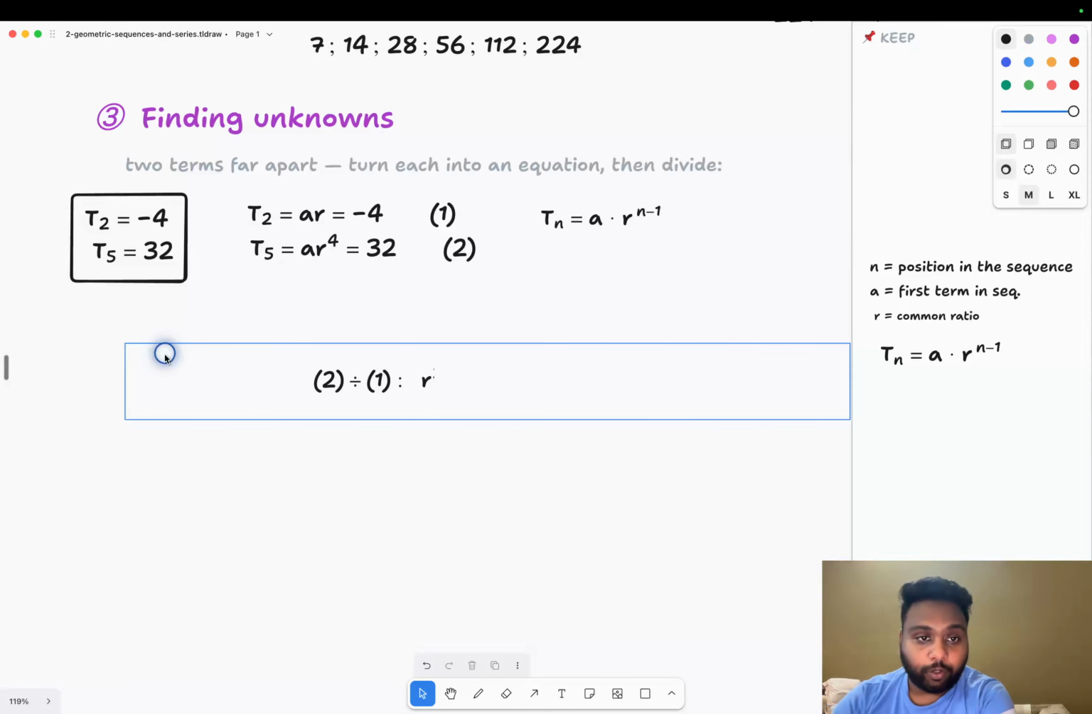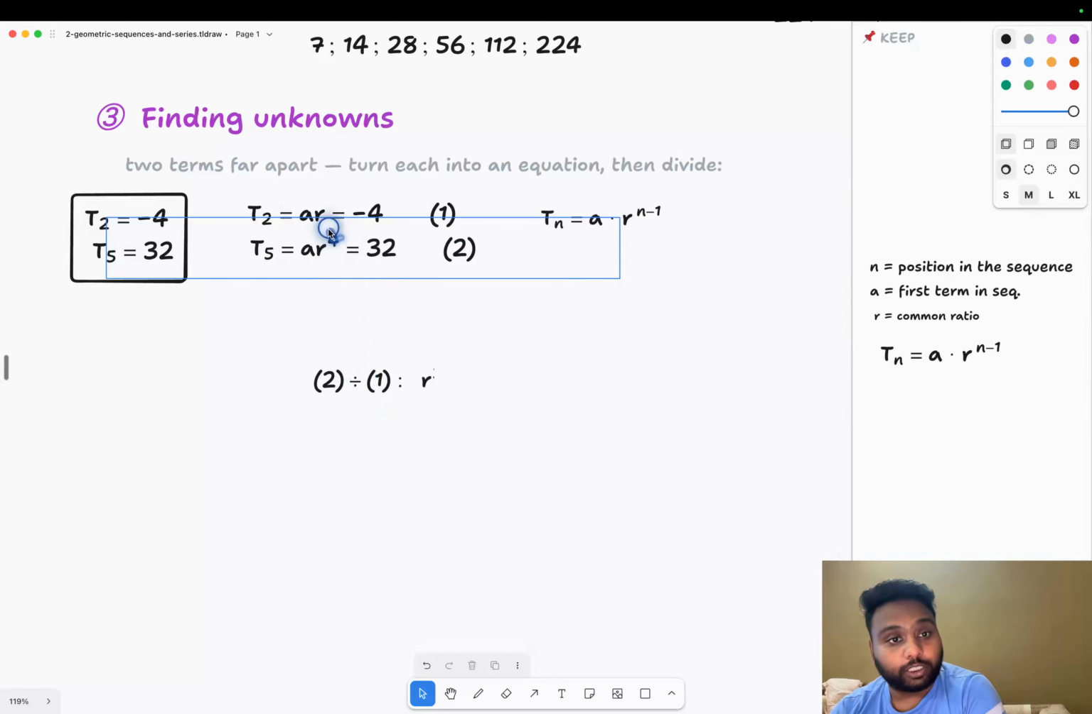Now, how are we going to substitute these equations in one another? What we are going to do is divide 2 by 1.